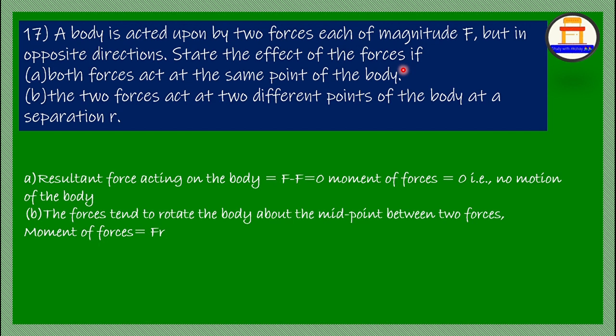So why is it F minus F? Because there is no motion created in the body. If both the forces are acting at the same point, we end up with zero force applied. If you push a wall and the wall also pushes you, no work is done. So what is the use? We end up getting zero. So no motion of the body is produced.